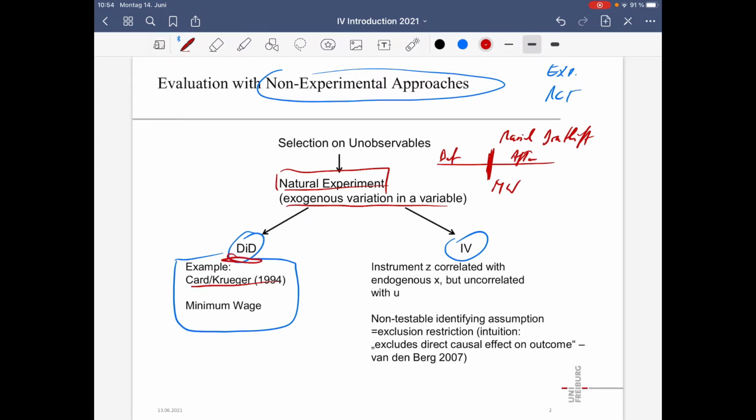And now another way to put a natural experiment or to measure a causal effect in a natural experiment is the IV. And I will come to the IV in a second, but let me highlight that IV requires a non-testable identifying assumption. Like all these evaluation methods need identifying assumptions that allow to disentangle the selection from the causal effect. Here, the non-testable identifying assumption is also called the exclusion restriction. Intuitively, that means that you exclude the causal effect from the selection effect, and so you exclude the direct causal effect on outcome.